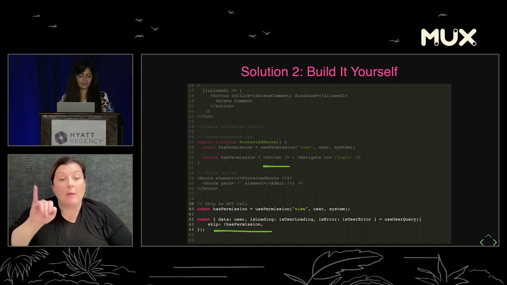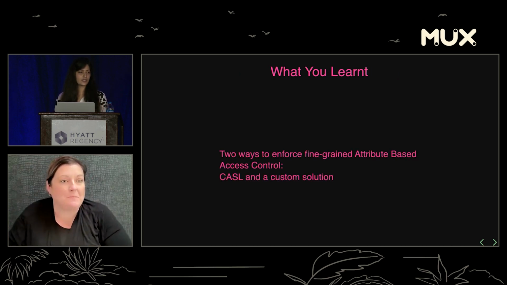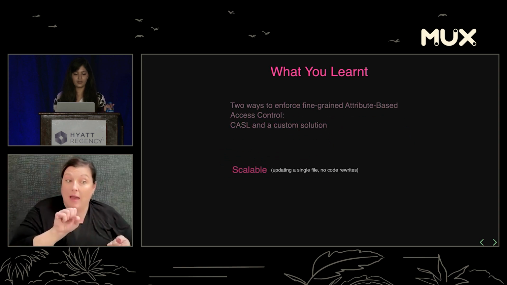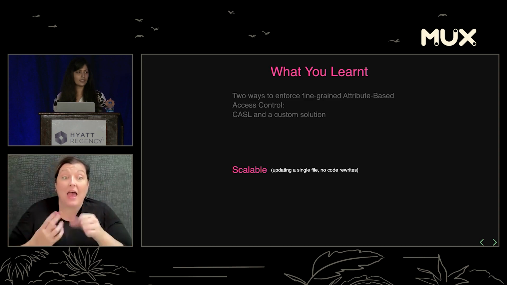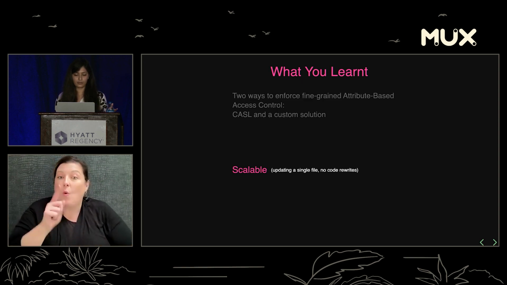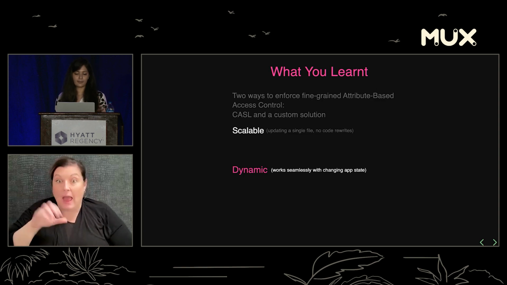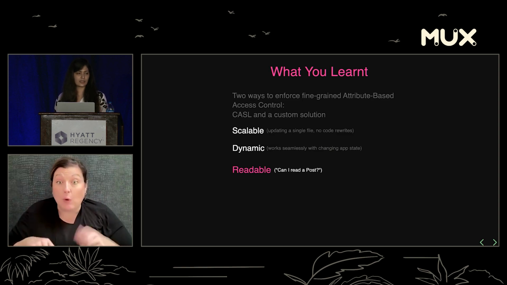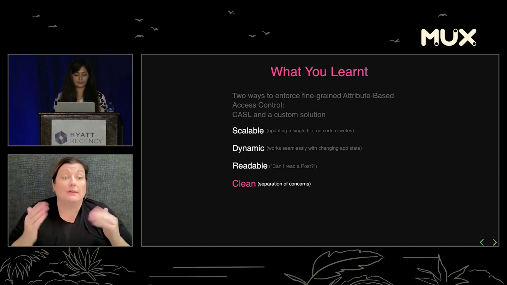That almost wraps up our session. Let's summarize. So you learned two ways to enforce fine-grained attribute-based access control, one using CASL and the second using a custom solution. Both are scalable in terms that adding a new policy means updating only a single file, which does not require any code rewrites. They are dynamic because they work seamlessly with changing application state. They're readable because it's conversational language. Can I read a post? And they're clean because there is separation of concerns.